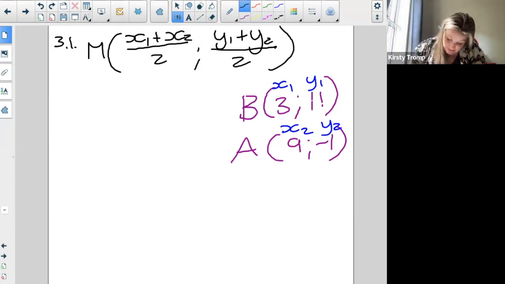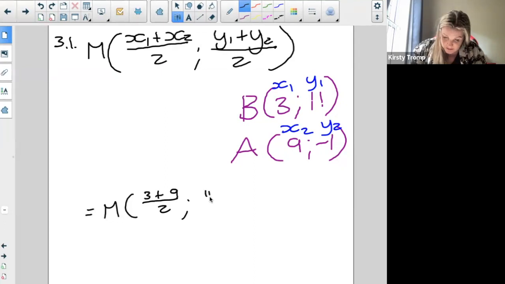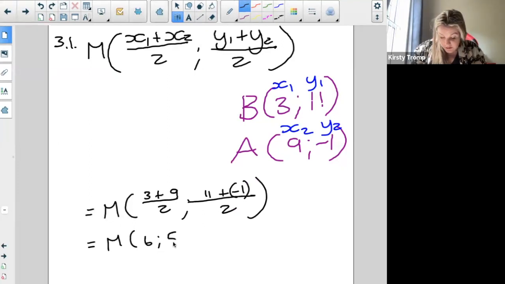So there it is. M is the point ((3 plus 9) over 2, (11 plus -1) over 2). So M is going to be the point (6; 5). Nice, easy, straight out the gate, midpoint formula. The first one that you learn when you're in grade 10. (6; 5).